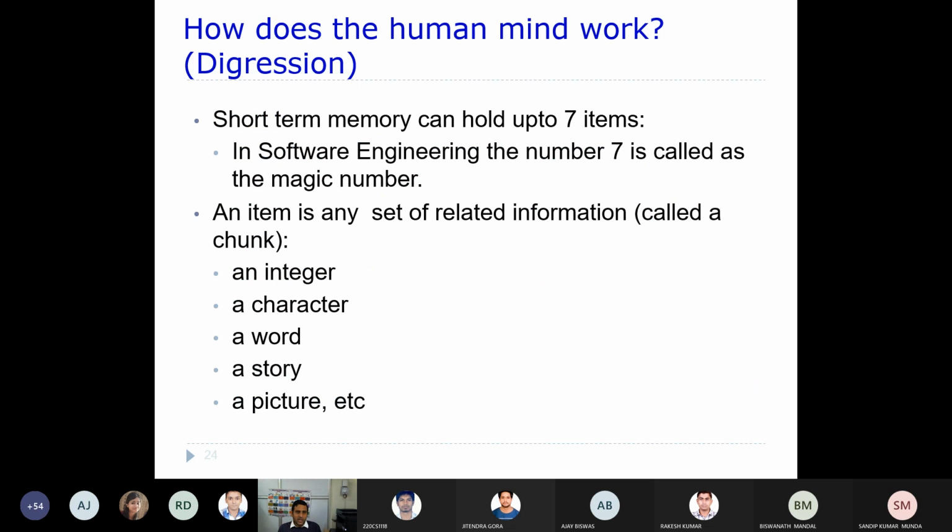Short-term memory can hold up to 7 items. In software engineering, the number 7 is called a magic number. An item is any set of related information, so you can think of an item as any data item. It can be an integer, a mixture of integers and characters, a word, a story, or a picture. Any set of related information is treated as an item.